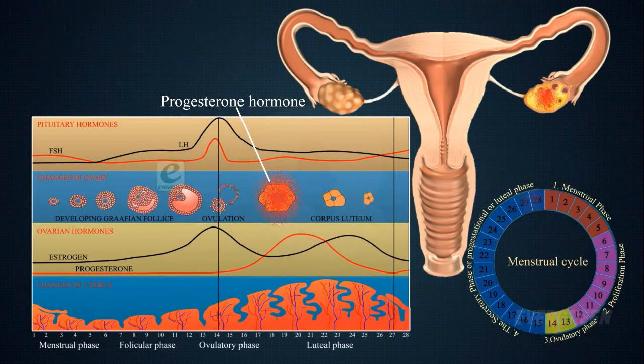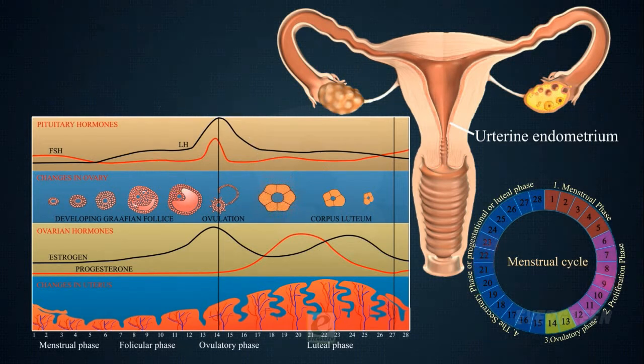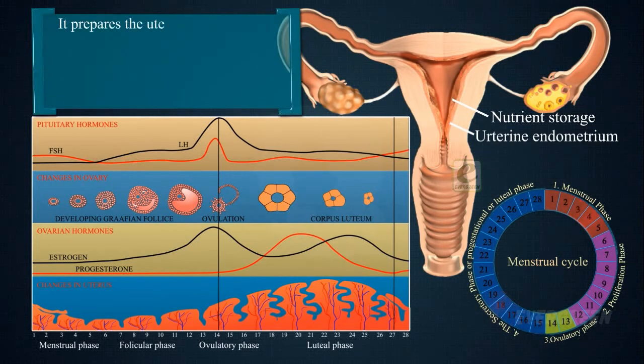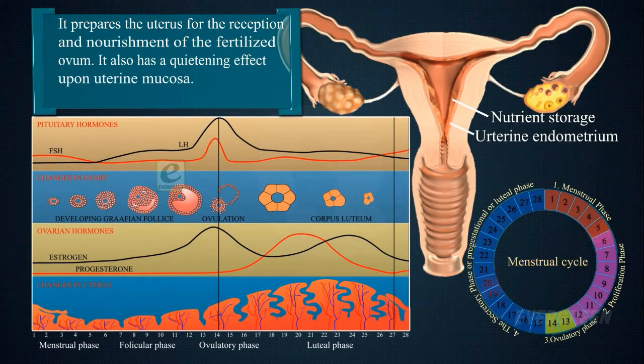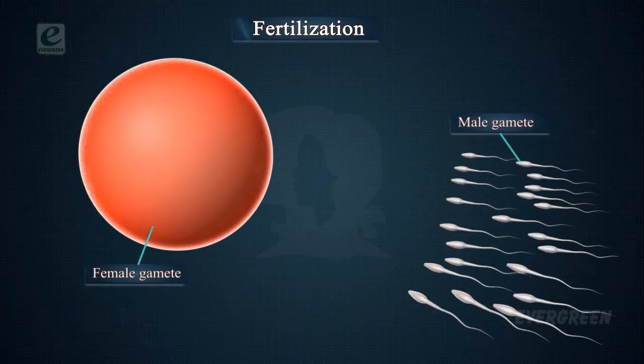Progesterone has secretory effect on the uterine endometrium. It causes increased secretion and nutrient storage within the uterine mucosa. It prepares the uterus for the reception and nourishment of the fertilized ovum. It also has a quietening effect upon uterine mucosa. It favors implantation of embryo.